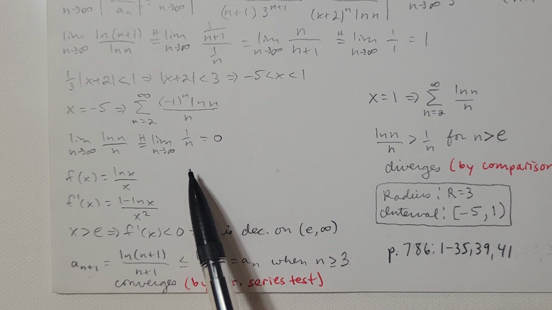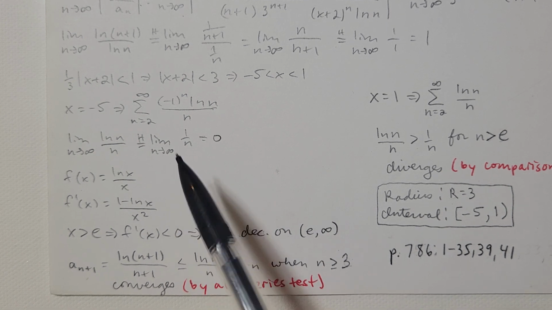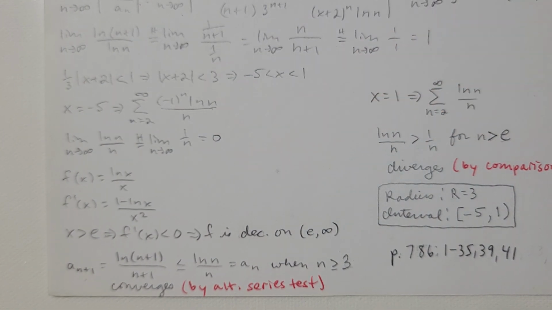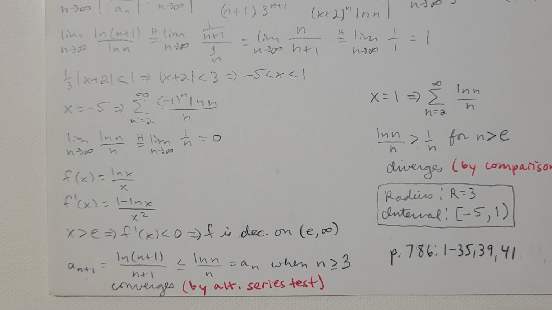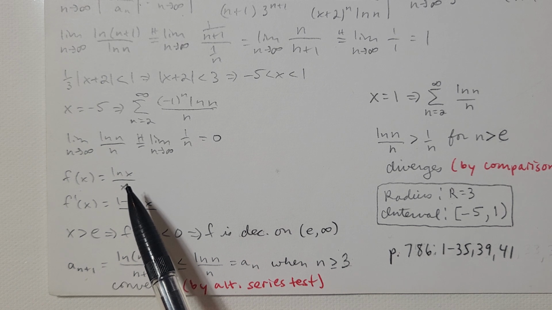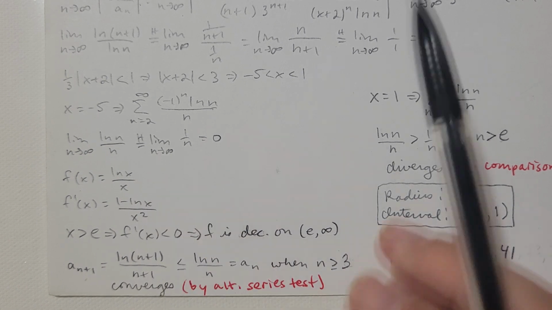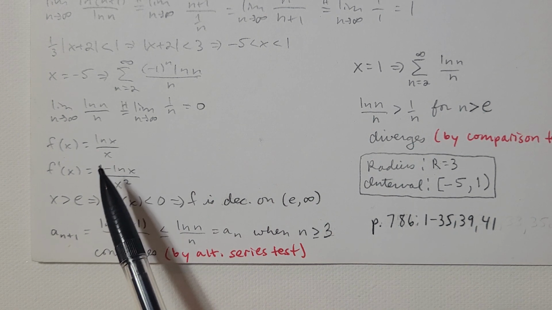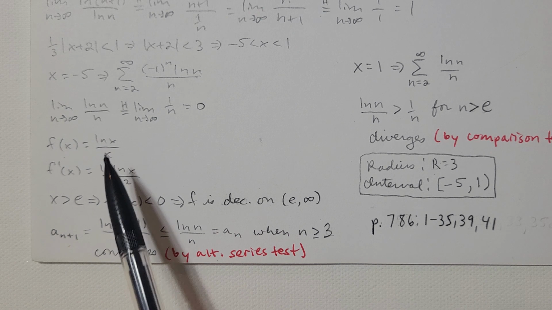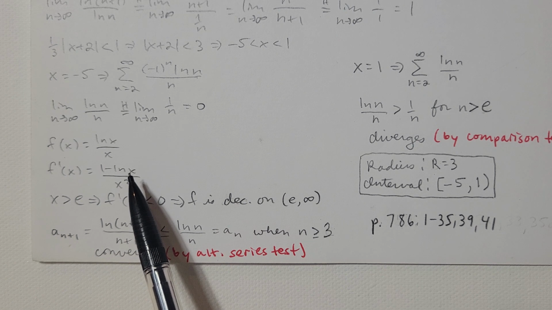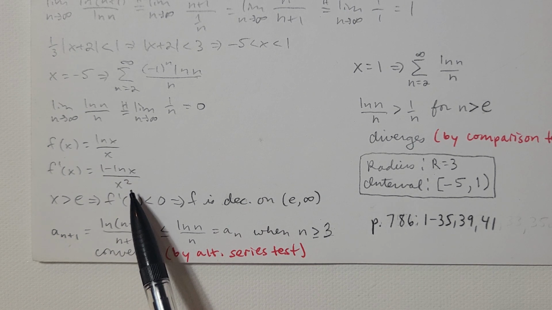Now, the second condition is that I have to show that the terms decrease. Well, it's not immediately clear that the terms decrease because the top is growing and the bottom is growing. So how do you know that the terms decrease? We're going to use the first derivative test. If I let f of x be the ln of x divided by x, then the derivative, f prime of x, using the quotient rule: the bottom is x times the derivative of the top, which is 1 over x, so I get 1 there, minus the top, which is the ln of x, divided by the denominator squared.